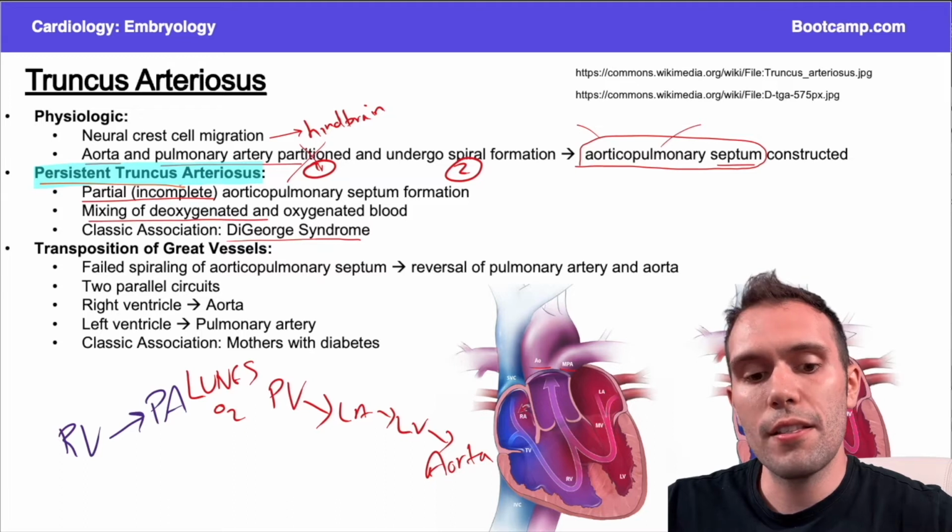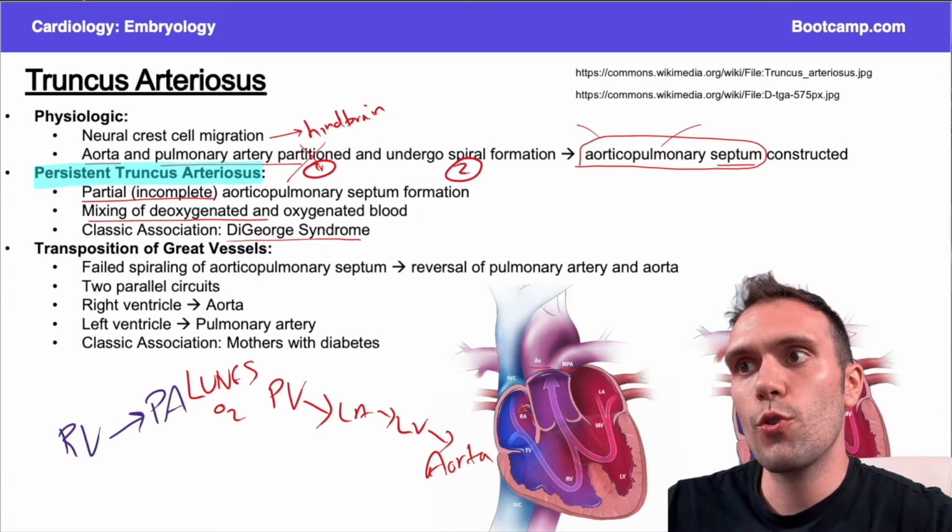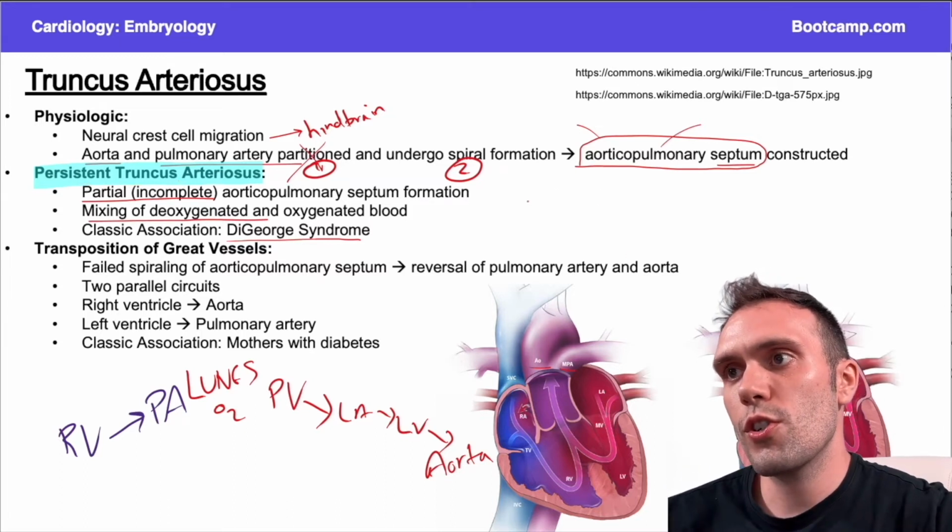Okay, so that's something to remember. It's sometimes asked about with DiGeorge syndrome. What are some features of DiGeorge syndrome? Okay, the big one, hypocalcemia.